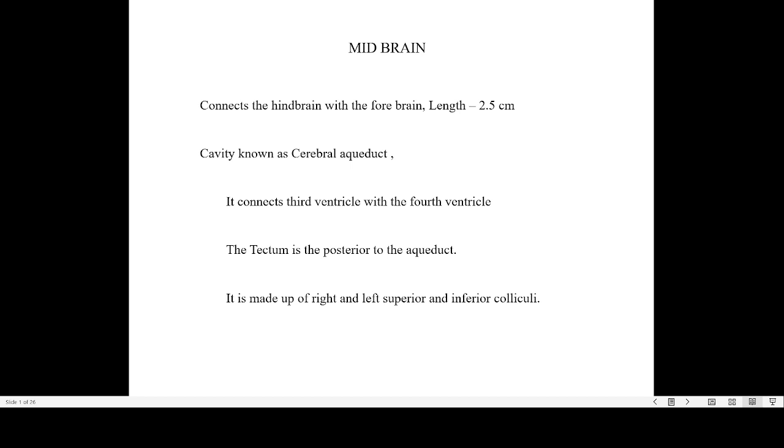and the important structure internally is a cavity, a communication canal that is called the cerebral aqueduct. We remember this important canal, the cavity which connects the third ventricle with the fourth ventricle, is called the cerebral aqueduct.